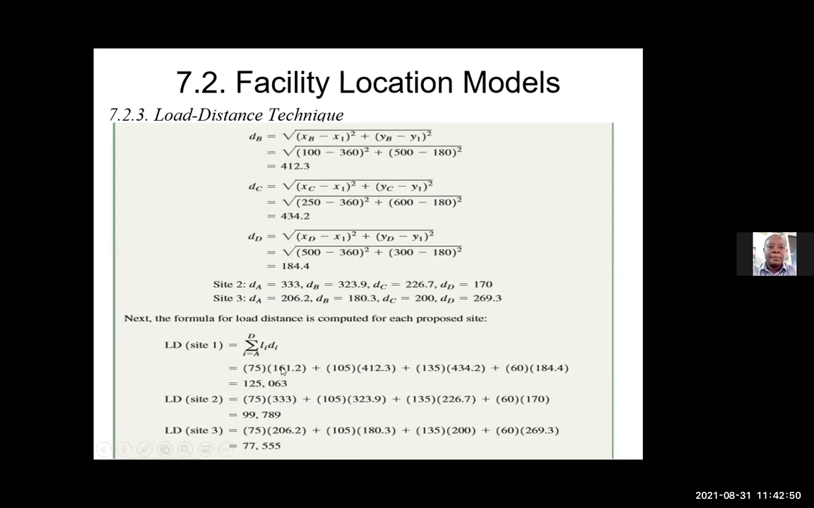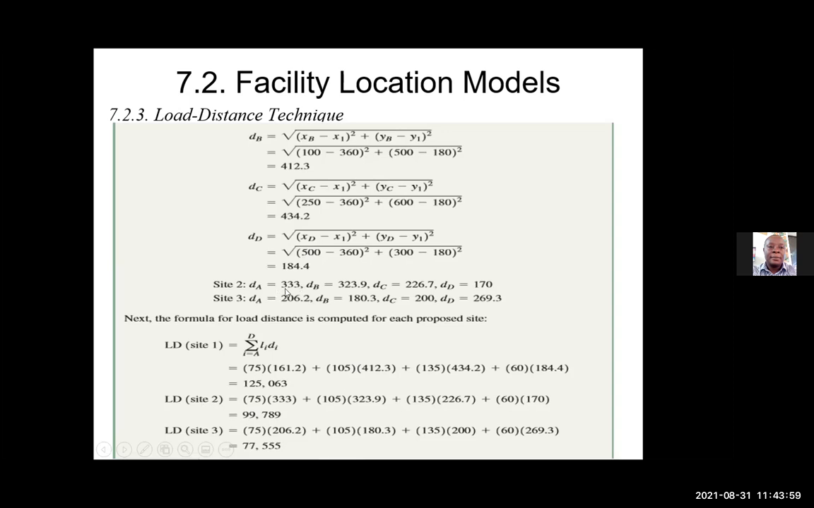175 multiplied by the distance, which we calculated to be 161.2, plus 105 multiplied by the distance. The 105 is the load for which of the facilities? B. So 105 by 412. This 412 here. And then if we go to the next supplier, supplier C, the load there is 135 multiplied by the distance, which we have calculated to be 134, plus supplier D. Supplier D, the load there is 60 multiplied by the distance, which we have calculated to be 184.4. So in total, it will give us 125,063. Then we go to site two.